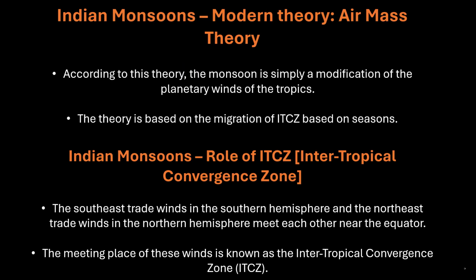Indian monsoons. Modern theory. Air mass theory. According to this theory, the monsoon is simply a modification of the planetary winds of the tropics. The theory is based on the migration of the ITCZ based on seasons. Role of ITCZ, Intertropical Convergence Zone. The southeast trade winds in the southern hemisphere and the northeast trade winds in the northern hemisphere meet each other near the equator. The meeting place of these winds is known as the Intertropical Convergence Zone, ITCZ.